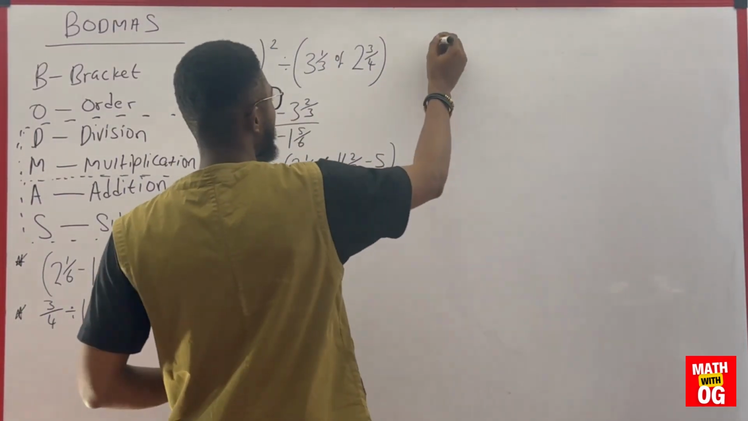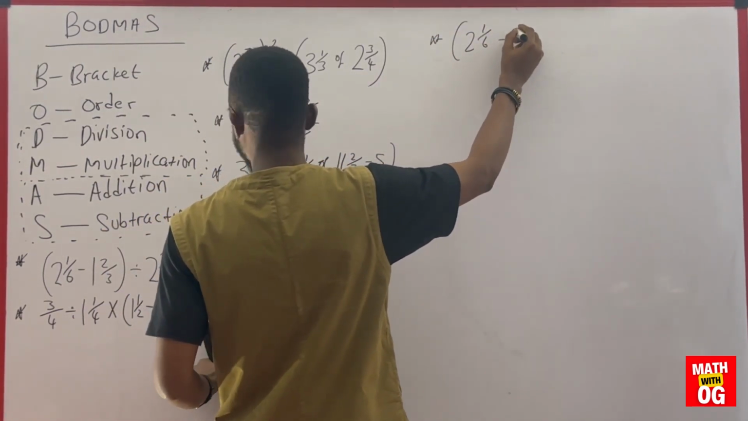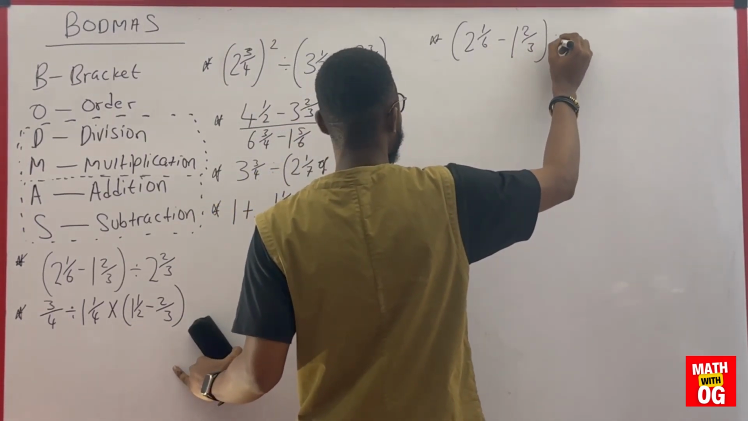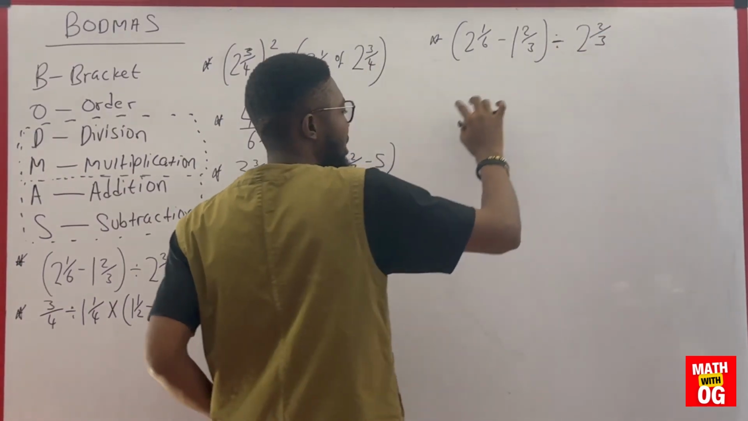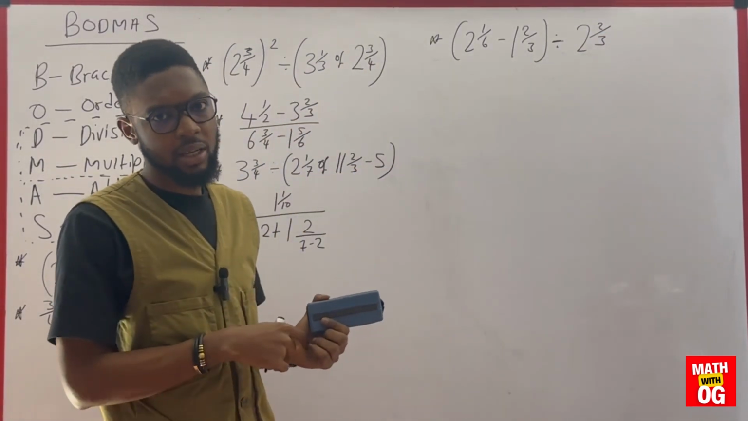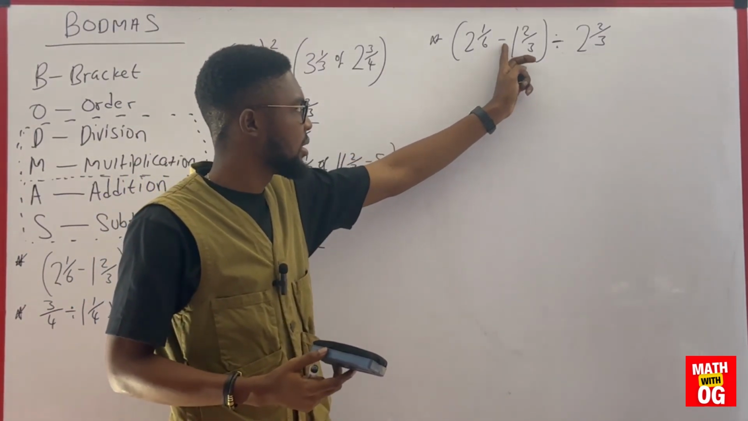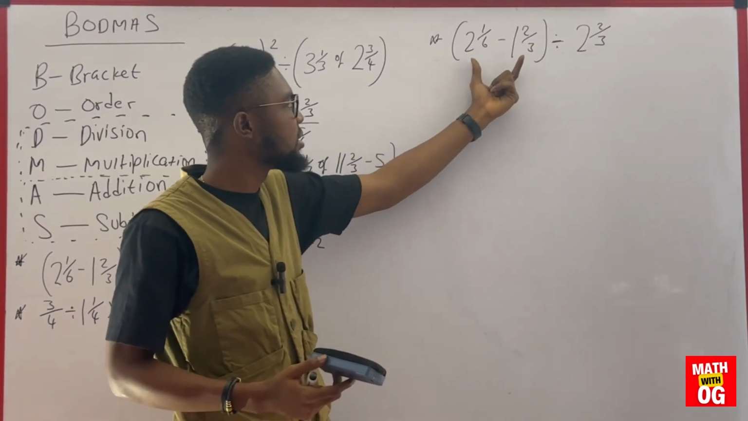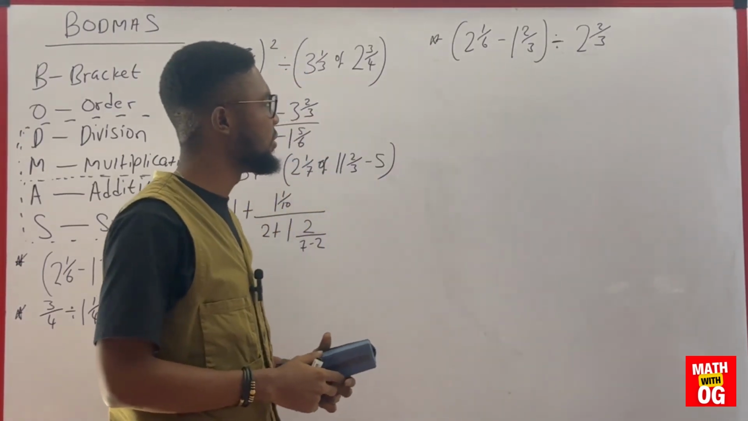Now the very first question here, we are given 2 whole number 1 over 6 minus 1 whole number 2 over 3, dividing 2 whole number 2 over 3. So we have a bracket, so we have to deal with what is in the bracket first. What is inside the bracket is subtraction, and division comes before subtraction. But since this is enclosed in a bracket, I have to deal with this first before I do the division.